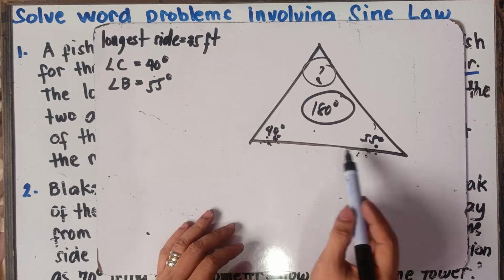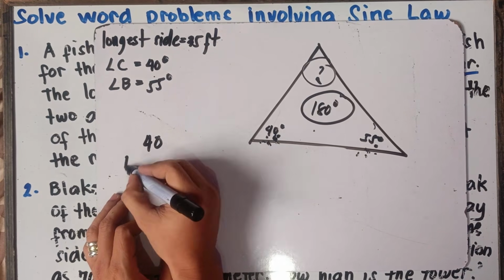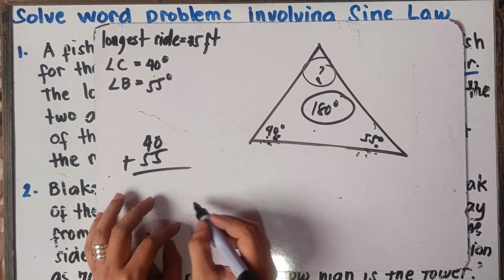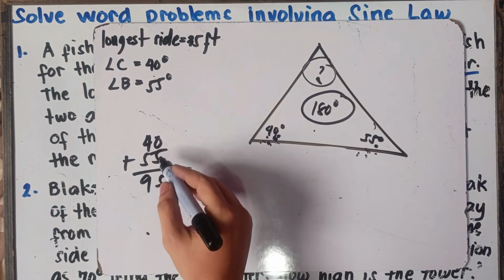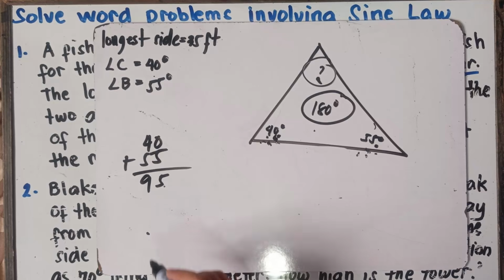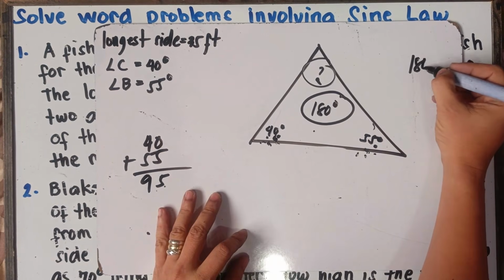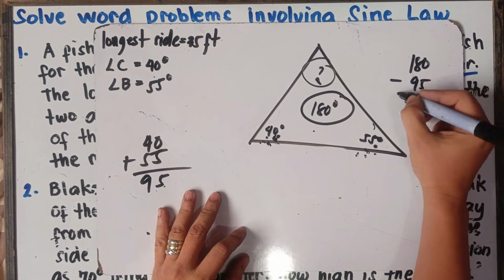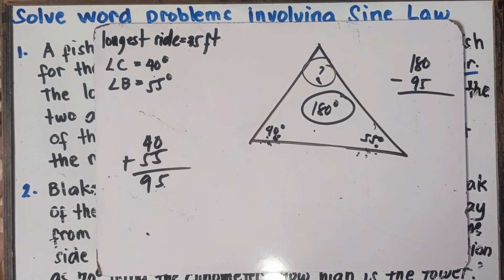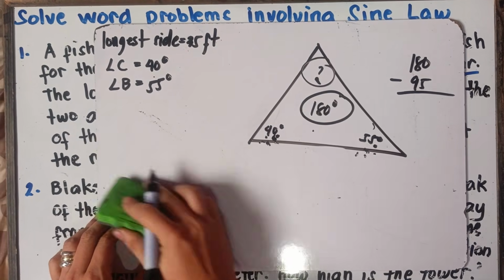So 40 plus 55 would be equal to 95, right? 5 plus 0 is 5, 5 plus 4 is 9, 95. And then we subtract this from 180. So 180 minus 95, or we can use this formula, class.